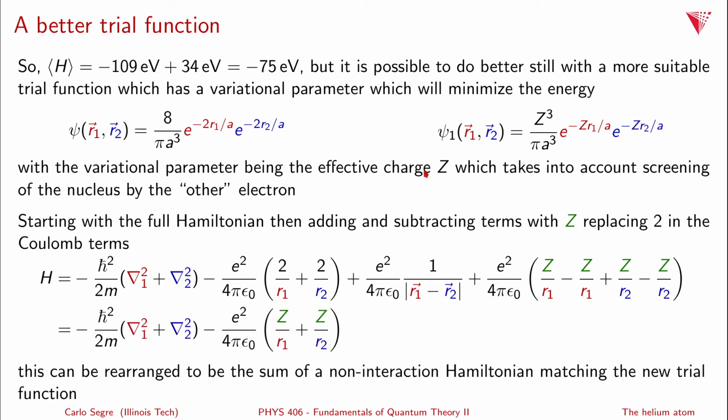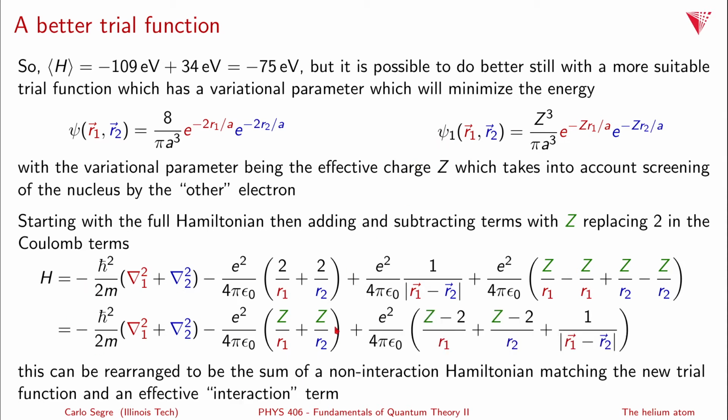And that's what I'm going to do. So that sum of the non-interacting Hamiltonian matching this trial wave function is going to give me exactly the right solution. This is an eigenfunction of this Hamiltonian, plus an effective interaction term that includes everything else. And so what's left over, everything else, is all multiplied times e squared over 4 pi epsilon naught.